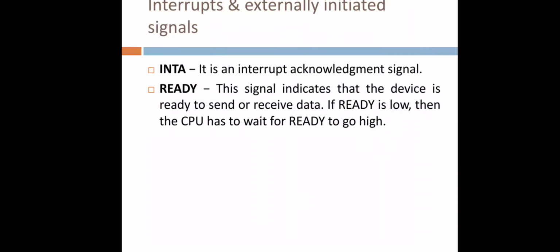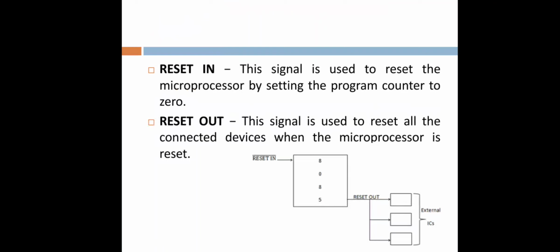Interrupt acknowledgement. It is an interrupt acknowledgement signal, basically used to give the acknowledgement to the device. Now the ready pin. This signal indicates that the device is ready to send or receive data. If ready is low, then the CPU has to wait for ready to go high. Basically the ready pin is used to synchronize slower peripheral devices with the microprocessor.